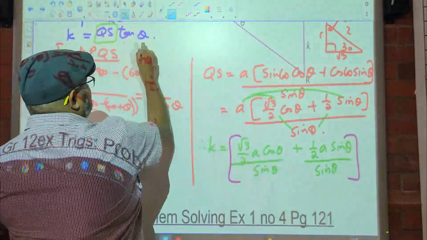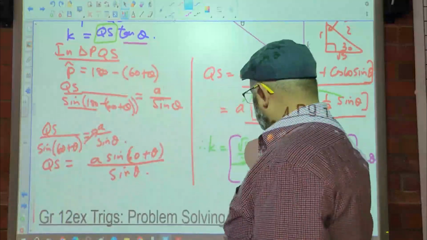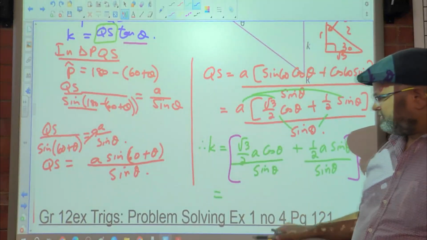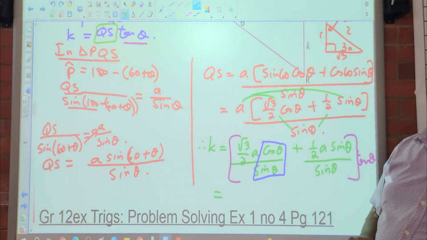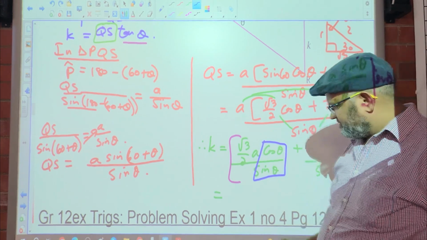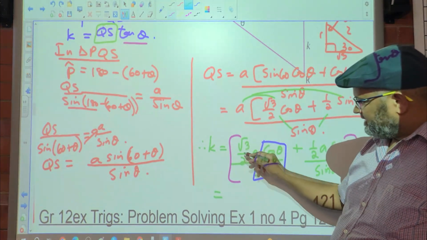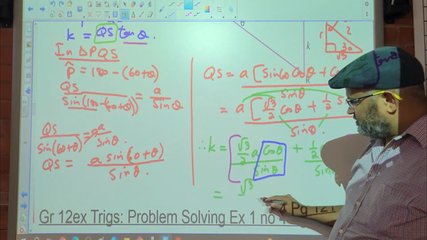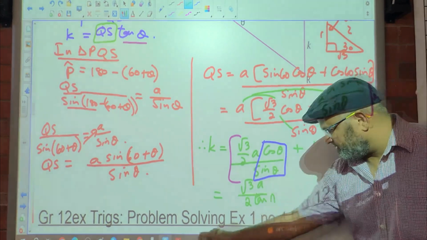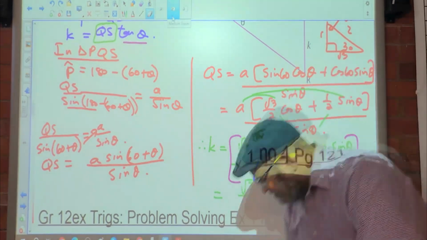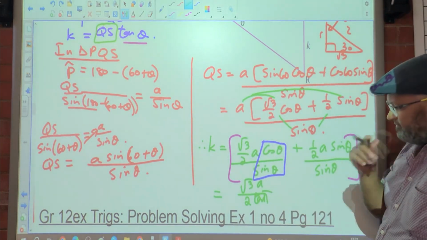This is tan theta. So what's going to happen here? What is cos over sine? Huh? 1 over 10, because sine over cos is tan theta. So cos over sine is 1 over 10. So this can be written as the square root of 3 over 2 A over 10. Tan of theta. You all agree with that? Because this was now 1 over 10. Okay?